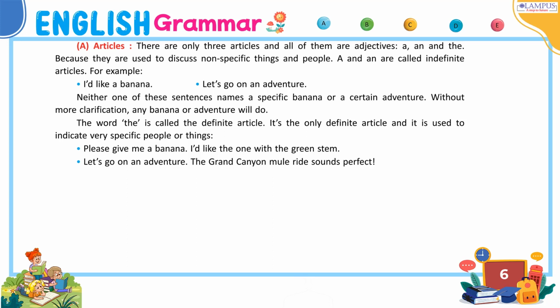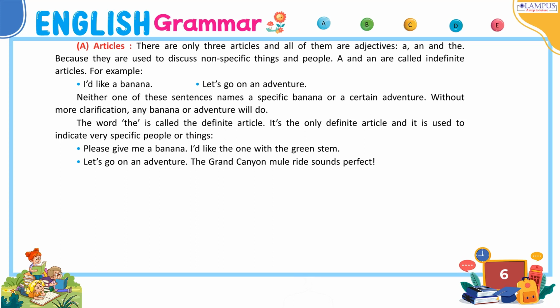For example, I'd like a banana. Let's go on an adventure. Neither one of these sentences names a specific banana or a certain adventure. Without more clarification, any banana or adventure will do. The word the is called the definite article. It's the only definite article, and it is used to indicate very specific people or things.